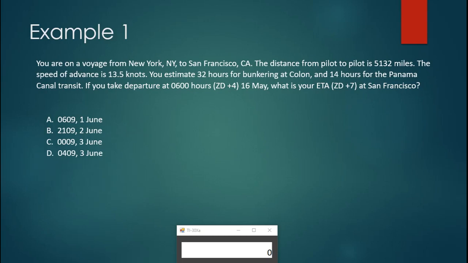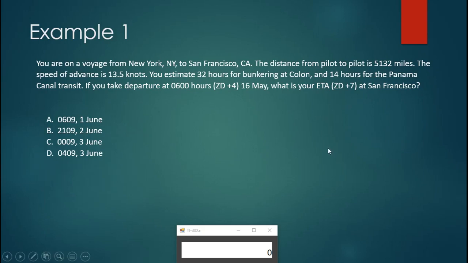We're departing New York. We're headed to San Francisco. We get miles and speed. There's a couple of delays in the problem. We have 32 hours for bunkering and 14 hours for canal transit at the Panama Canal. It gives us a departure time and wants to know our ETA at San Francisco.